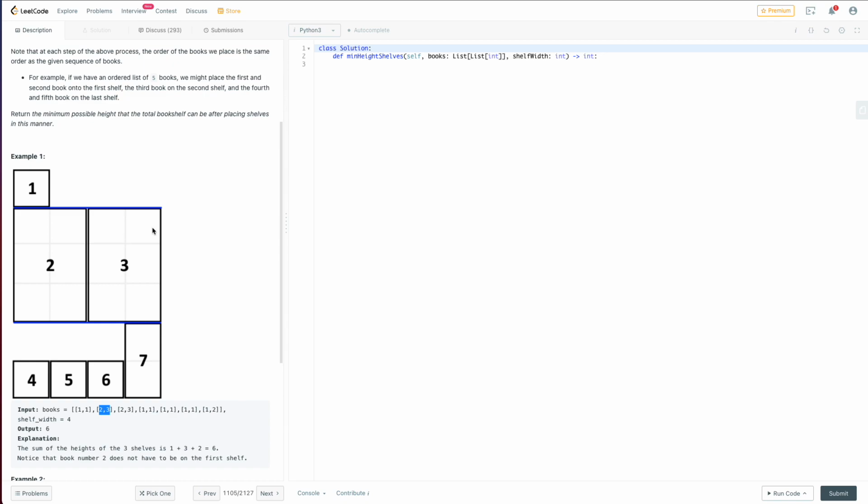4, 5. Oh no, it's not the same height. We're higher by 2. So what makes this 1, 2, 3 better than that 1, 2, 3? 1, 2, 3 so far, I guess 1, 2, 3 will always result in a higher height.